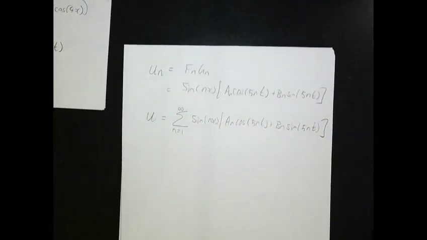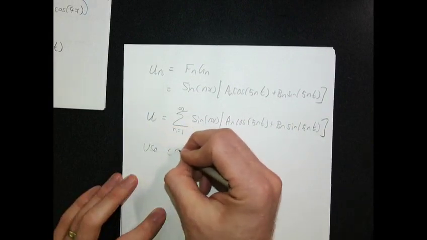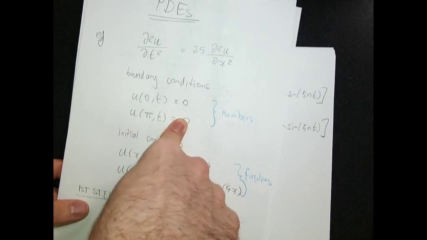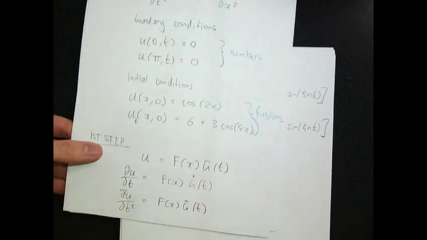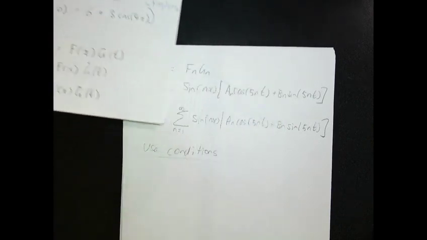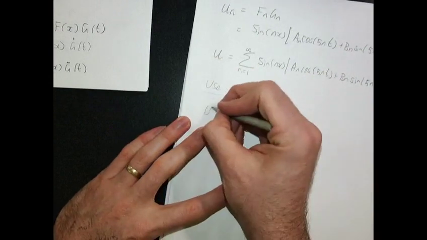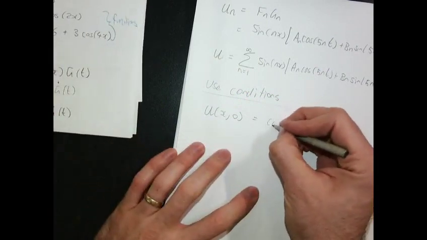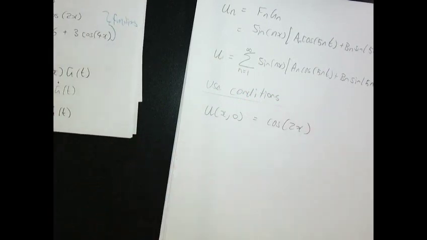Okay, so now we're going to have to use our conditions. So we already used the boundary conditions. We used them to figure out what that k was, the minus n squared. Now we're going to use our initial conditions. So u of x, 0 is supposed to be cos of 2x according to the initial conditions. So what that means is that when I sub in x equals x and t equals 0 into that formula there, I will get cos 2x.